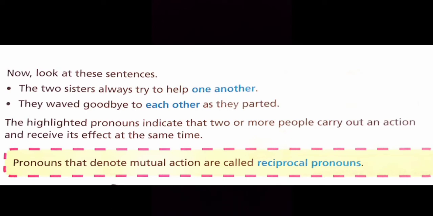The pronouns one another and each other indicate that two or more people carry out an action and receive its effect at the same time. So that is known as reciprocal pronouns.